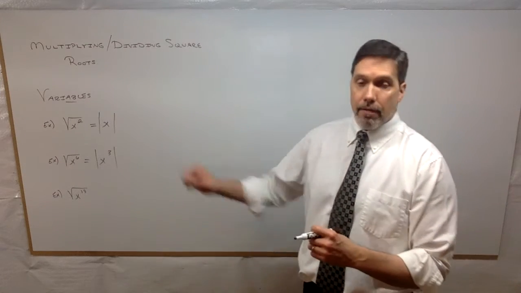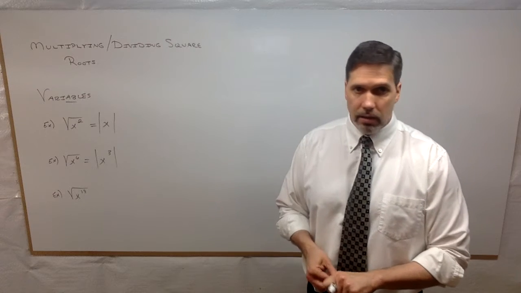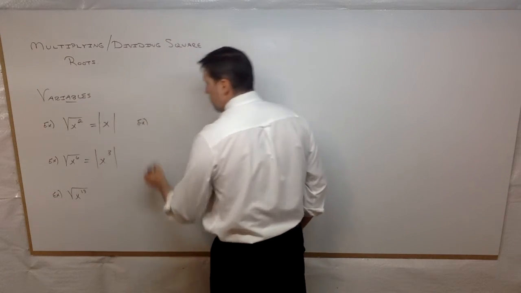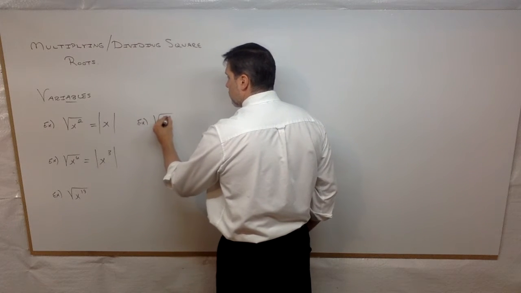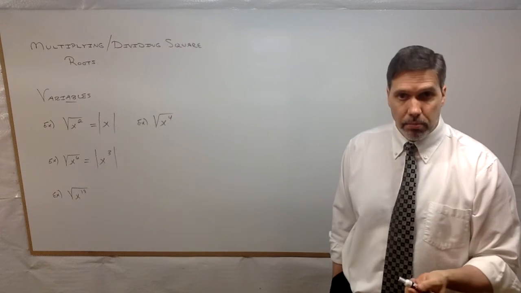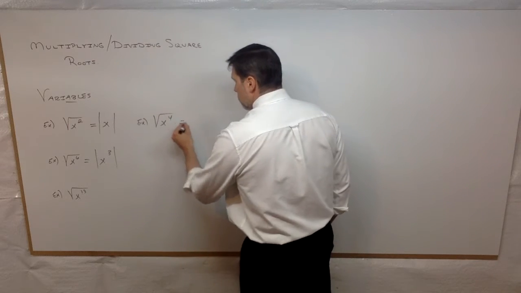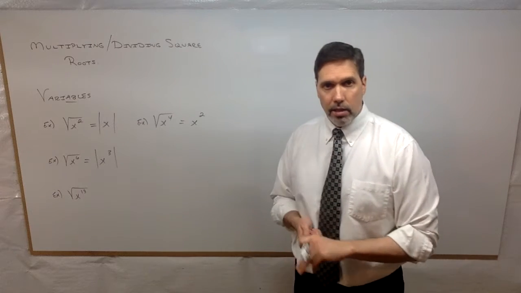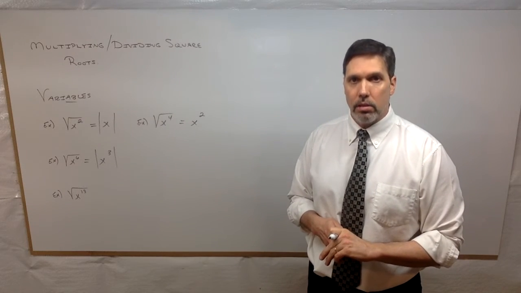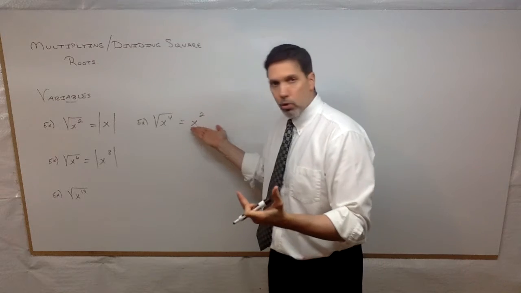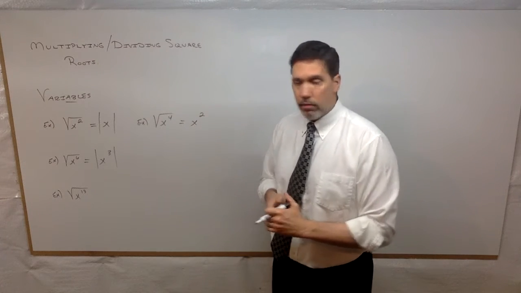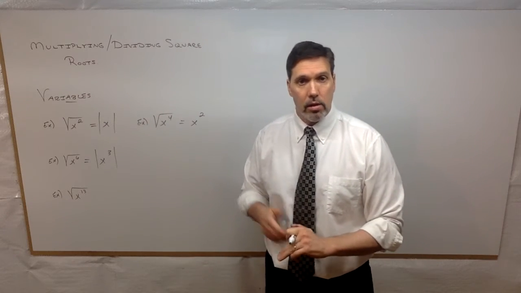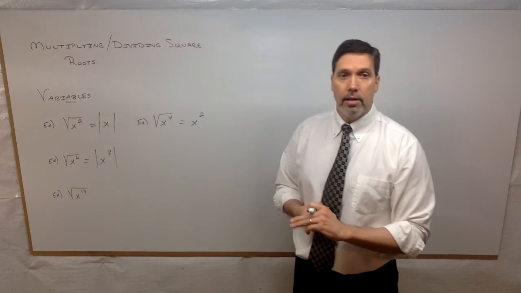Now, before you start thinking everything that has a variable needs absolute value, that is definitely not true. If I had the square root of x to the 4th, for example, this will be x squared. Can I guarantee that x squared is positive? The answer is yes, because when you square a number, it will always be positive. So putting absolute value around that is overkill. It's not necessary, and we don't write it if it's not needed.